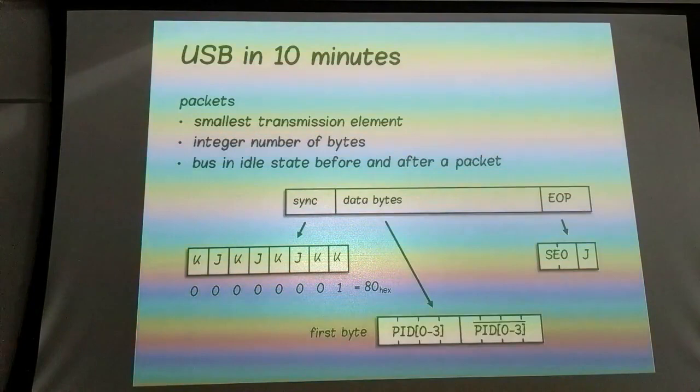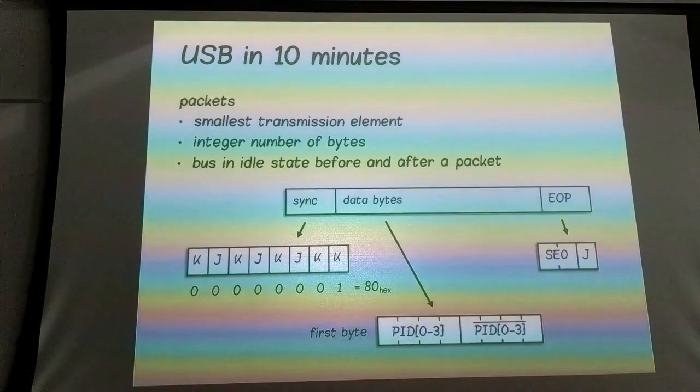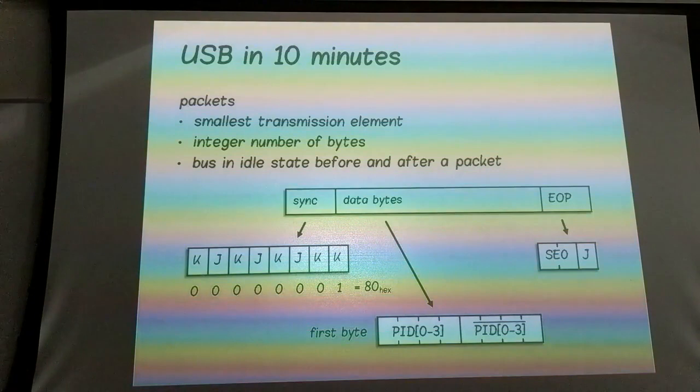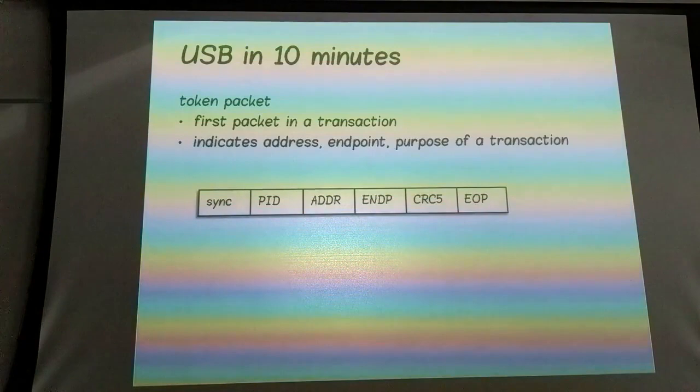As we've already seen, end of packet is made of two single-ended 0 states and one J state. Between sync byte and end of packet, there are data bytes. The first byte is always the packet identifier. As the name suggests, PID is used to identify the type of the packet with its four least significant bits. Upper four bits are an inversion of the lower bits as a fast error check.